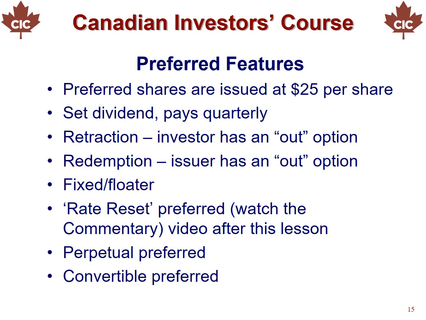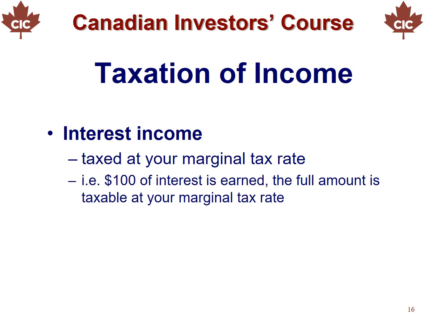And in fact, there's a commentary which you can watch after this lesson. There are perpetual preferreds and convertible preferreds. All of these different types of preferred shares tend to get issued in a market environment which is favorable for that particular feature. So many of these features are not even available in current preferred shares because within the time frame that the preferreds were issued, those features weren't popular features for new issue preferreds.